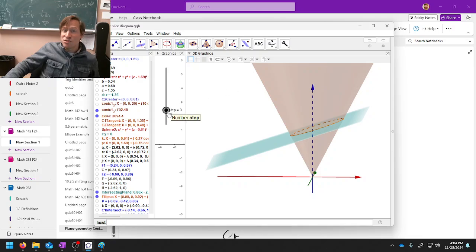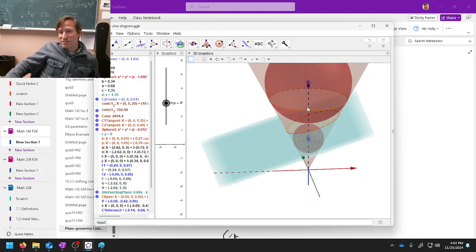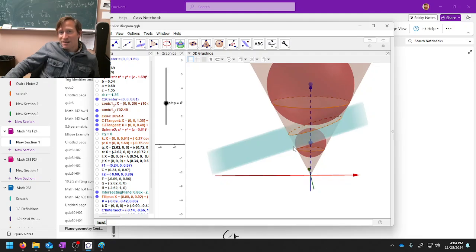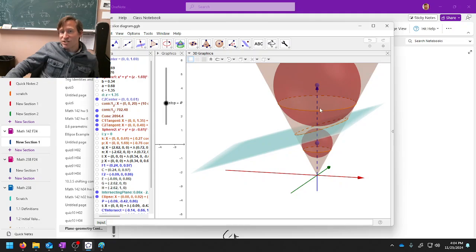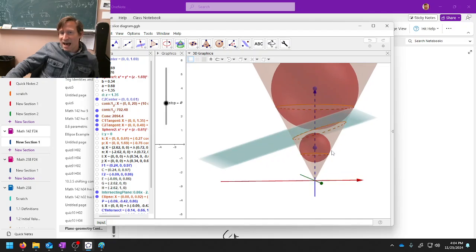But that means that there are two special spheres that we can put into this cone, right? There is the sphere that is just large enough that it touches the plane from below, like this. And then there's the sphere that is just small enough that it touches the plane from above, like this. So both of these spheres are tangent to the cone around these circles that I've marked. And they are also tangent to this plane, our slicing plane, at one single point.